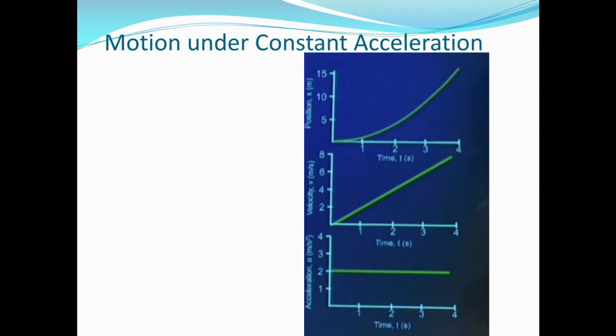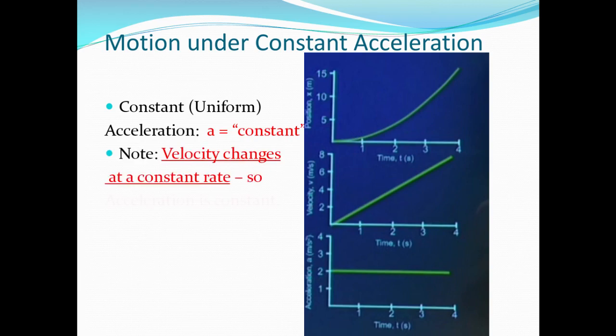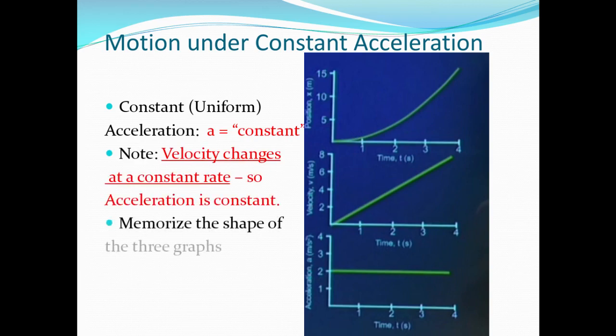Motion under constant acceleration. Another word to use for constant acceleration is motion under uniform acceleration. This is when the velocity changes at a constant rate. If you look at the graphs to the right, this is a graphical model of this type of motion.